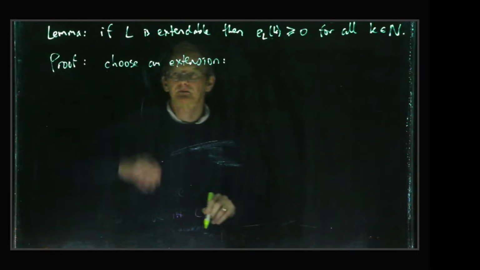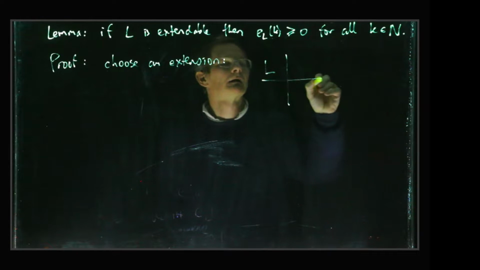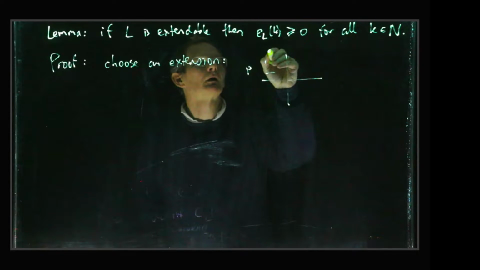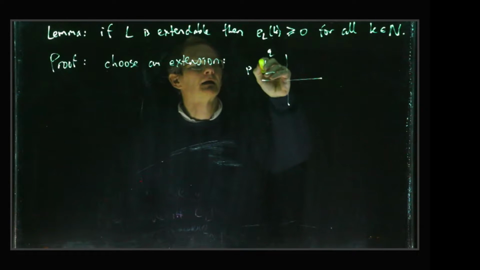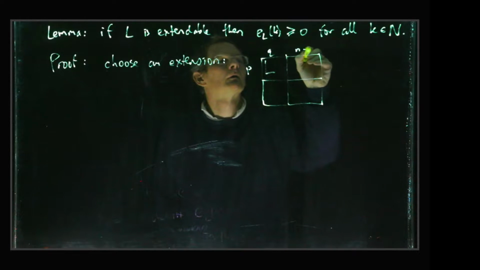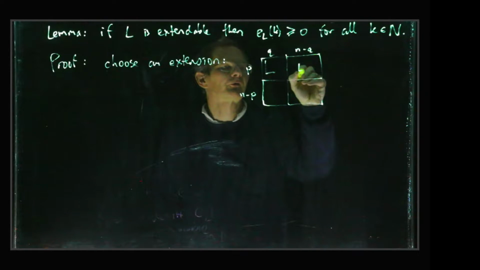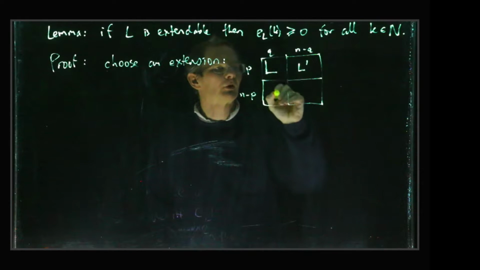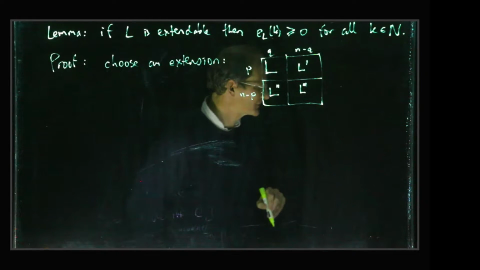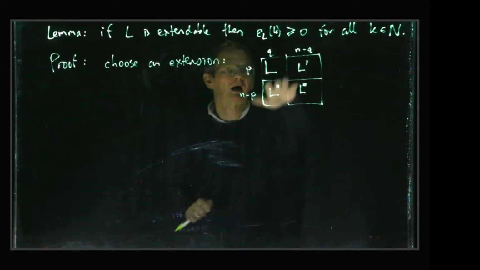Okay, so we're assuming that L is extendable, so we can choose an extension. It's going to be like this. We have our original L, with P rows here and Q columns there. And then we fill it out to a square. So we have to add n minus Q extra columns and n minus P extra rows. So we've got some block L prime here, call this block L double prime, and this one here L triple prime. We really don't need to say anything about L double prime or L triple prime. We just consider the top half of this extension.